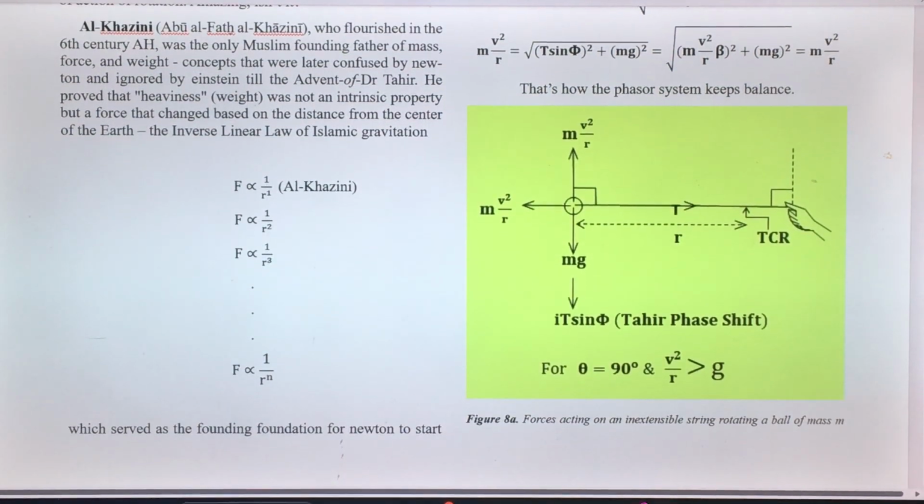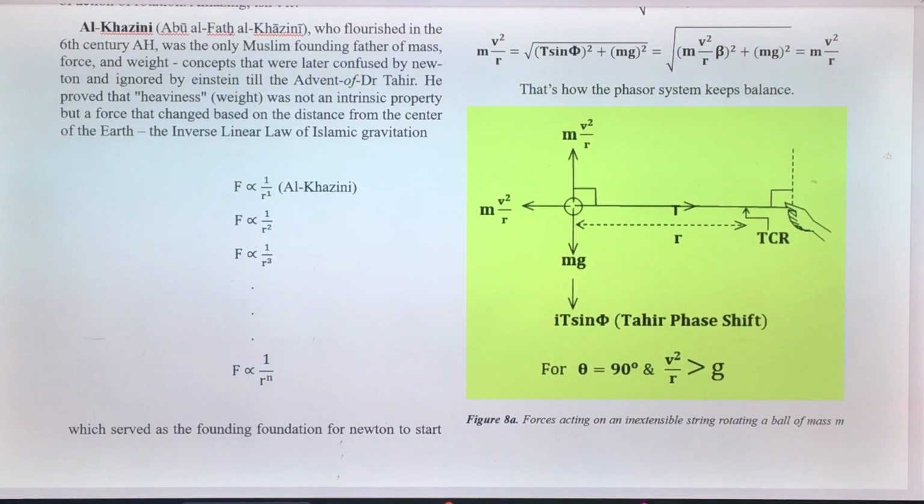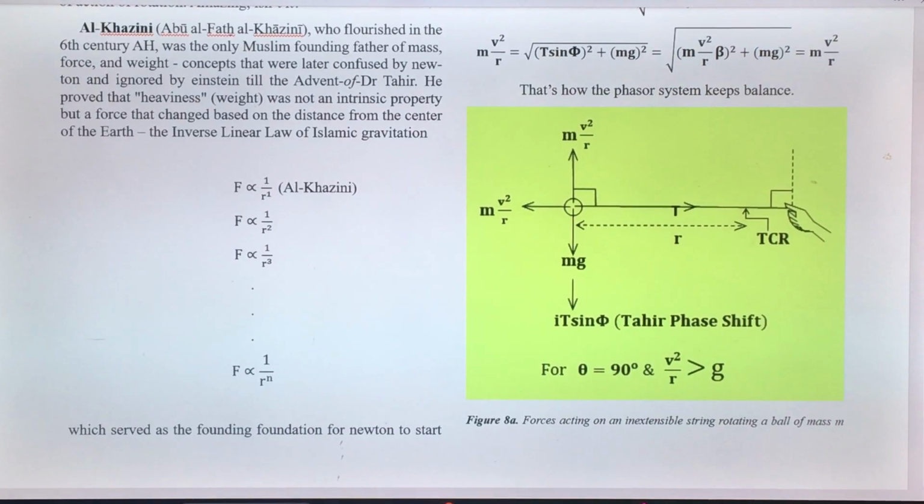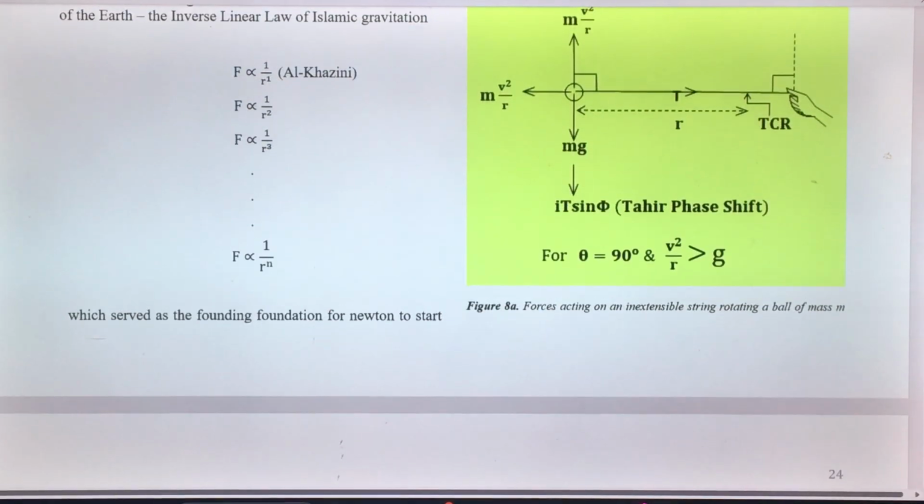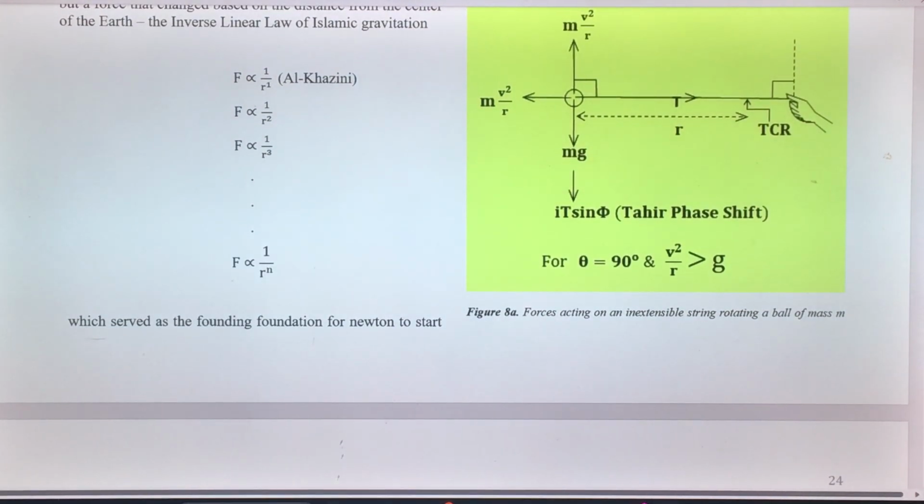Look, it's phase shifted. The tension is not rotated. Only the phase shifted part of it is rotated in the direction of mg to support the upward mv square over r. Because if you keep rotating it with higher velocity, the mv square over r will become greater, and the ball was supposed to go up. The ball won't go up because the phasor keeps its own balance in the vertical direction. Amazing, huh? For theta equal to 90 degrees, v square over r greater than g.